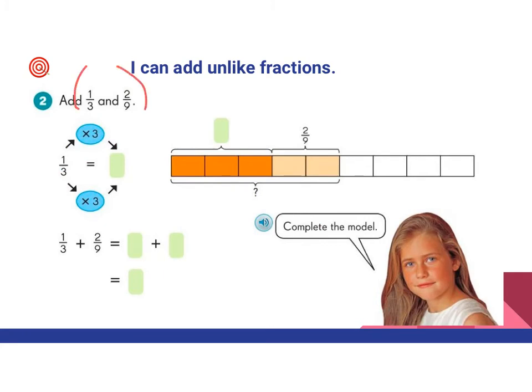1/3 plus 2/9. We're currently unlike fractions. Which fraction should I change? 1/3. I could change that. I could find an equivalent fraction with a denominator of 9ths. 3 times what equals 9? And it's 3. 3 times 3 equals 9. So 1 times 3 equals 3. So 3/9 is equivalent to 1/3. So my new problem is going to be 3/9 plus 2/9.